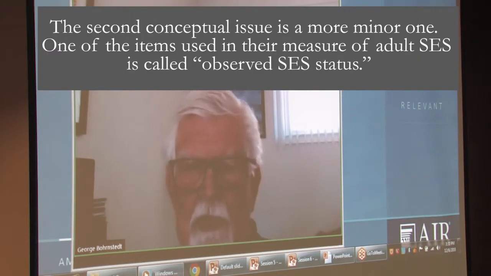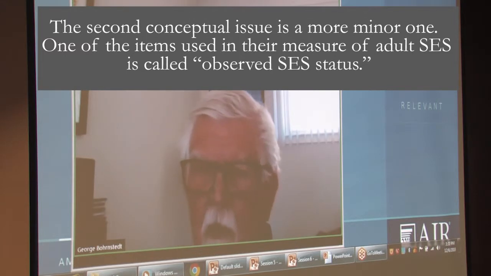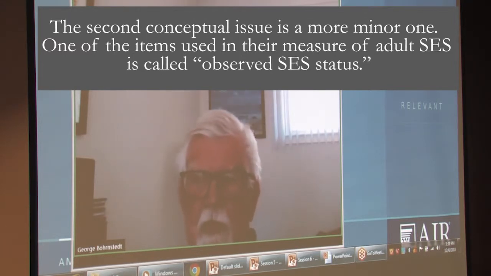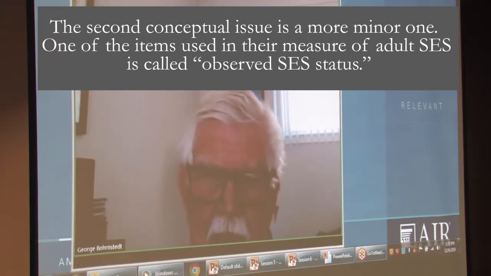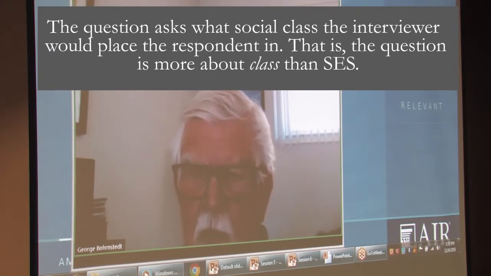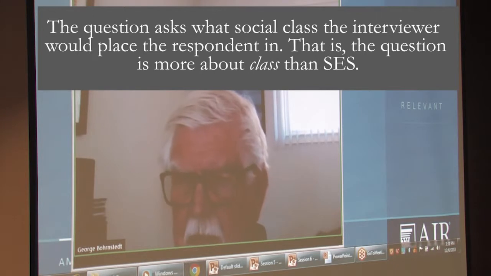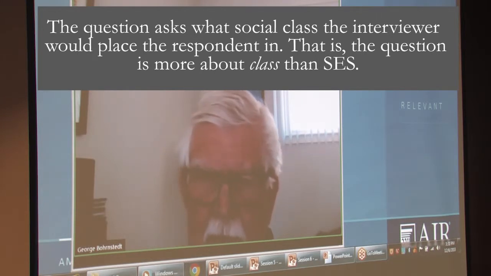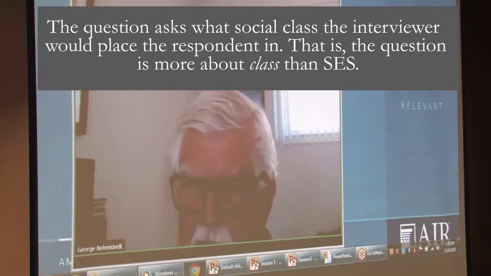The second conceptual issue is a more minor one. One of the items used in the measure of adult SES, called observed SES status, asks what social class the interviewer would place the respondent in. That is, the question is more about class than SES.